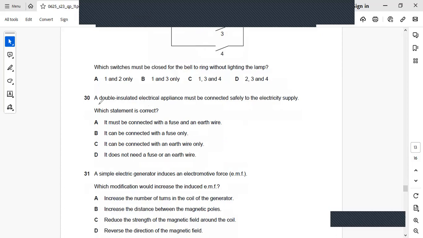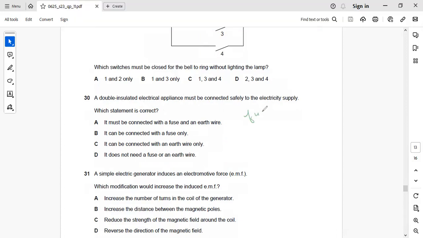Next, a double insulated electric appliance must be connected safely to the electricity supply. Which statement is correct? When you're connecting an electric appliance, we need to connect a fuse. Fuse and earth wire are required, but here it is double insulated. So an earth wire is not required in this case. And the right answer is B. It can be connected with a fuse only.